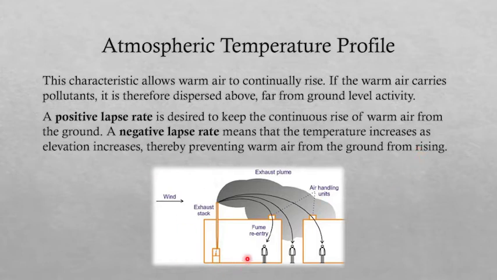Based on this illustration here, we have the exhaust stack, which is the point source of pollution. If we have a negative lapse rate, this warm air would actually sink down and not rise up. That's because for a negative lapse rate, as we increase in elevation, the temperature is also increasing. That means that our warm air will not be able to rise up. This kind of negative lapse rate presents problems in urban air pollution.